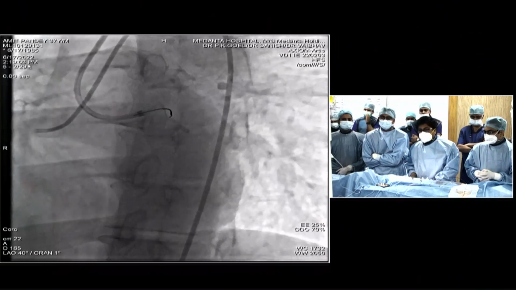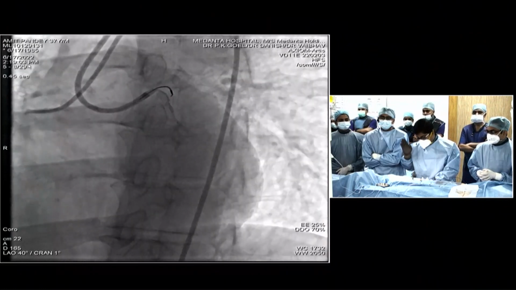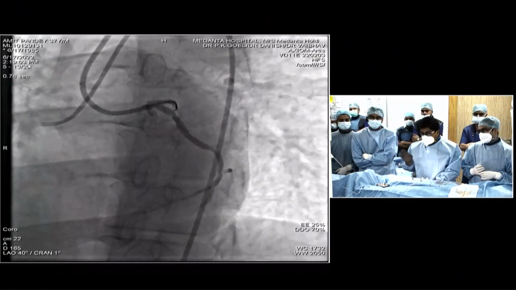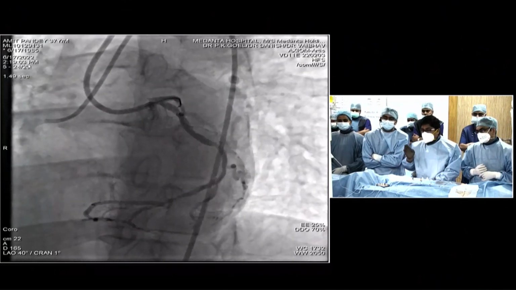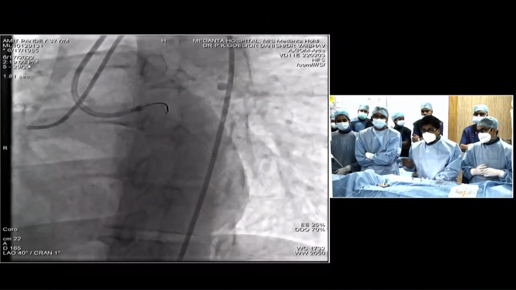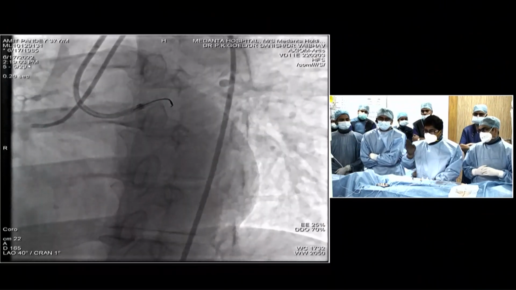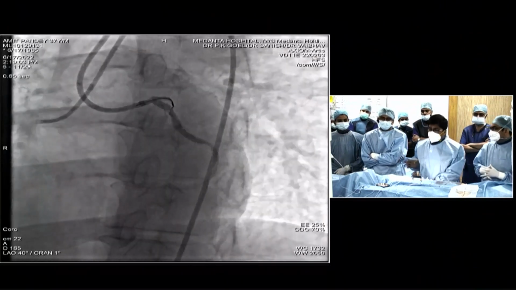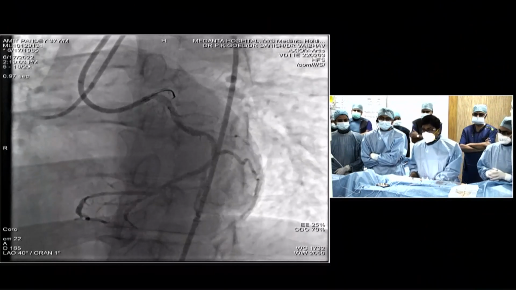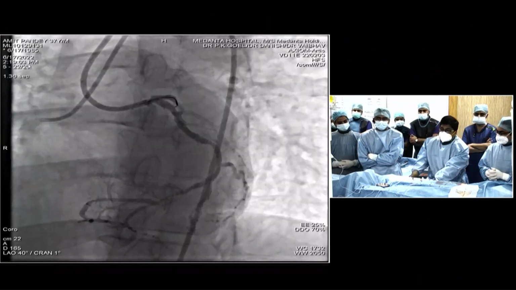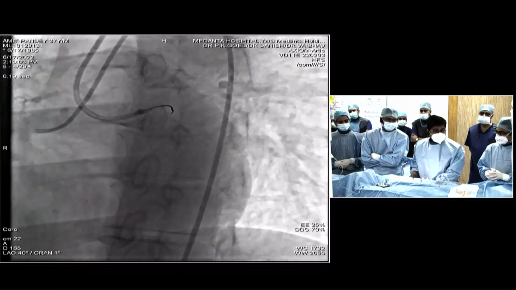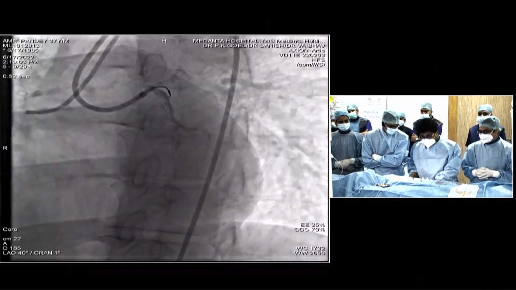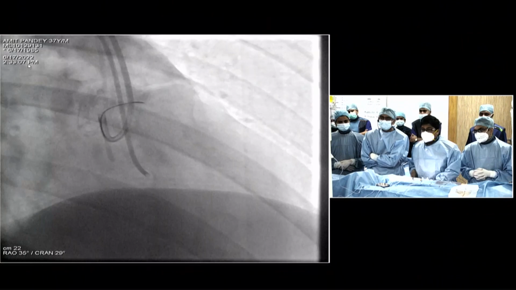Next, orthogonal viewing. So with that, as you said, my thought will be antegrade. Hopefully we should cross. Not a very difficult CTO as it looks. But in case you get subintimal, then maybe parallel wire, or else we can think of ADR. So that's the plan. I have taken a microcatheter and a Sion wire to get the microcatheter in place. And I think my first wire will be an XT.